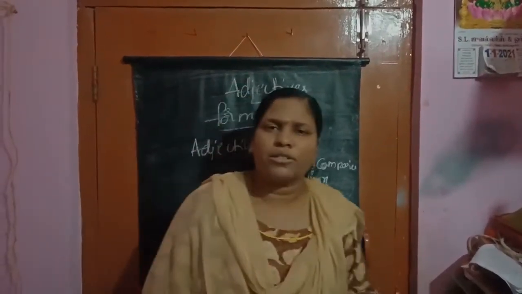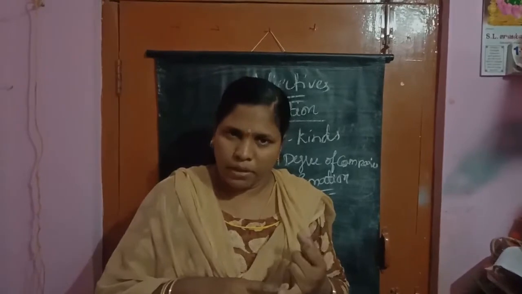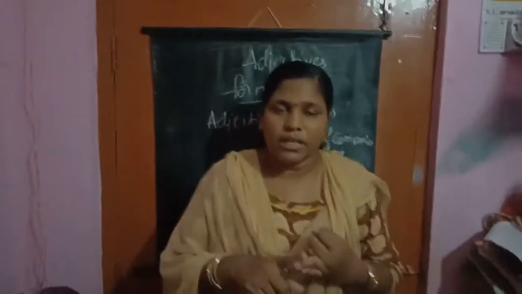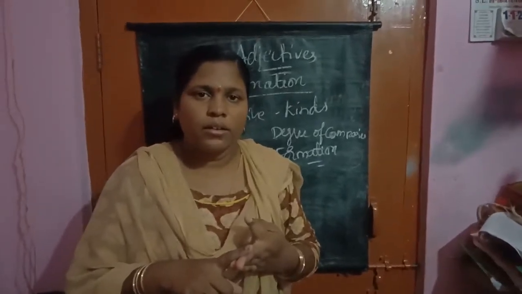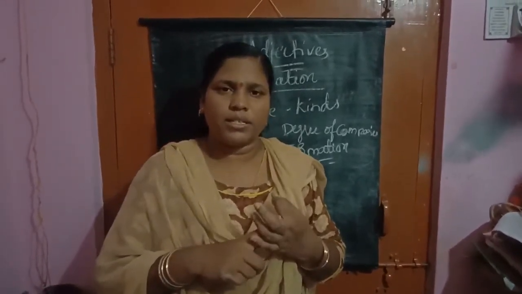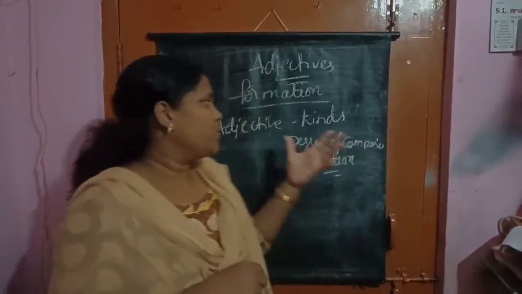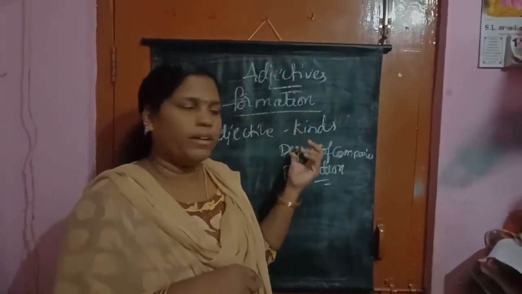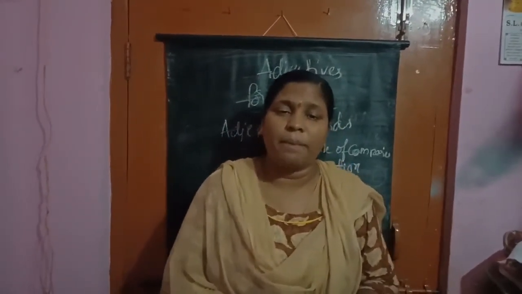And coming to the kinds of adjectives, how many kinds have we learned? Children, tell me. Listen. Adjective of number, adjective of quantity, adjective of quality, and... yes, three adjectives you told. The remaining adjectives: demonstrative adjective and possessive adjective. We have learned this. Kinds of adjectives we have learned. And degree of comparison. What is the degree of comparison? Yes, we have learned degree of comparison.